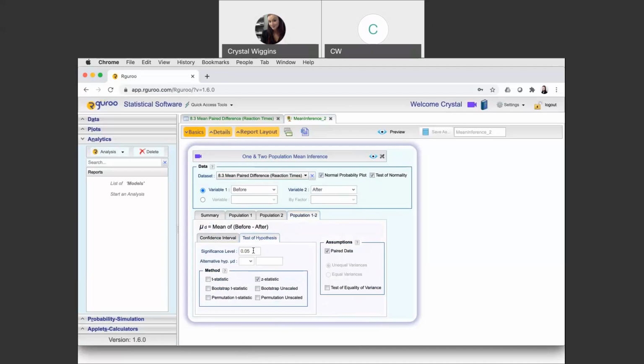I'm going to change my significance level to 0.01. And my alternative hypothesis, recall, was a greater than sign because we are trying to show that we have a longer reaction time after the alcohol than before. Again, we're going to have to use a t-test statistic because we don't know the standard deviation of the population, and our sample size is quite small.